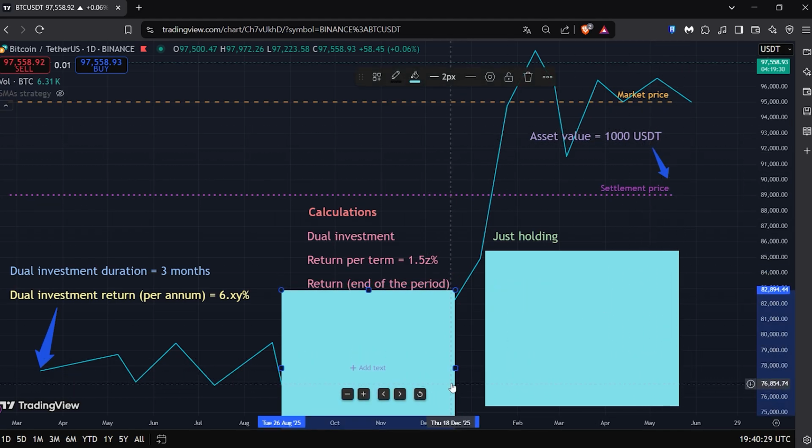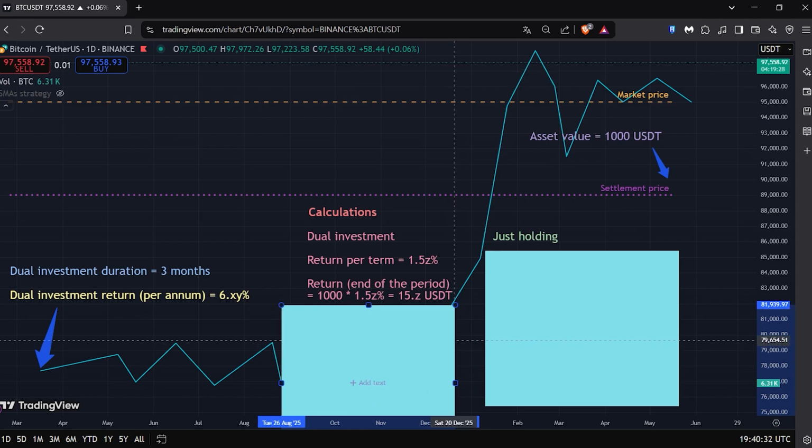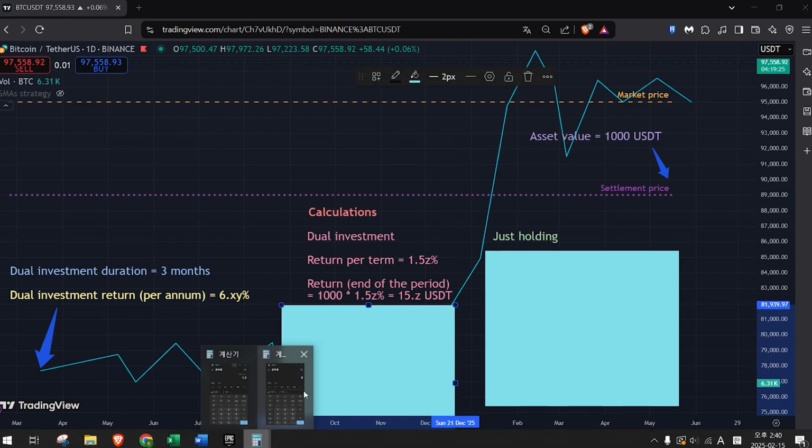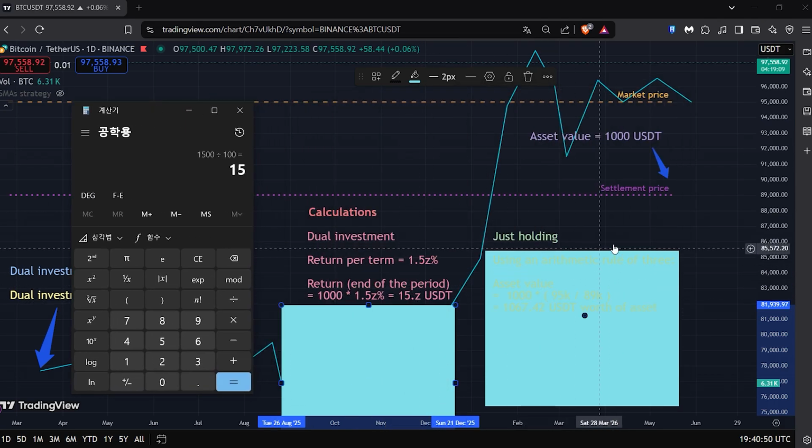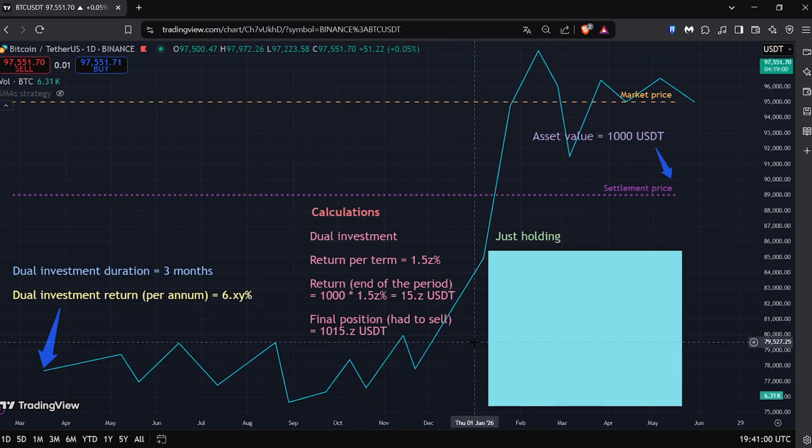So let's pull this down and it'll be relatively easy to calculate. As you guys can see, it is 1000 multiplied by 1.5%, which in this case is 1.5, and then we will divide it by 800. So the return would be 15 point something USDT, right? And finally, at the end of the period, we would have received 1015 point something USDT. In this case, I didn't receive any assets. I just received it all in USDT, even though I might not have wanted that.